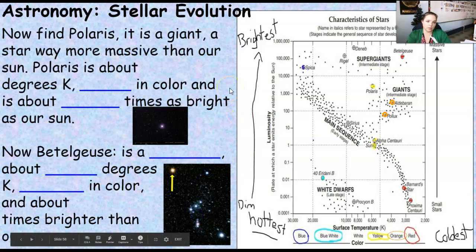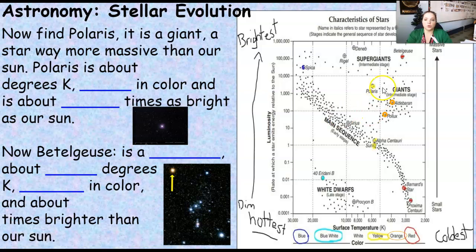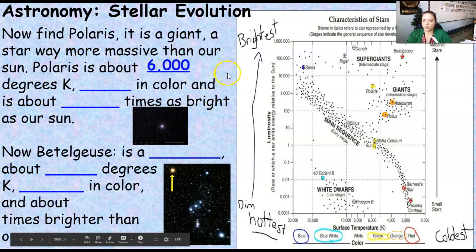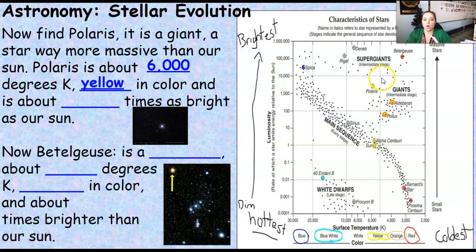Now find Polaris. Polaris is a giant star. So you're going to look in the giants. And is about, well, there's Polaris. If I go down to the best, I'm going to say about 6,000 degrees Kelvin. And the color is yellow. It's in the yellow frame. And is about how many times brighter than our sun? Well, sun's here. Polaris is up there. Oof, I'm going to say like 2,000, 3,000. Yeah, that's a lot brighter than our sun.